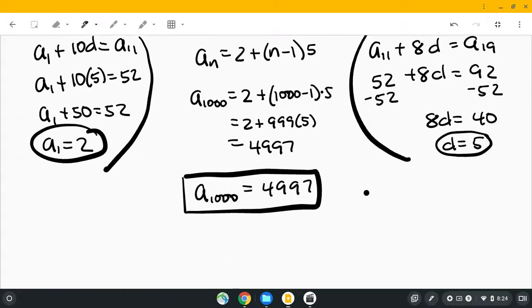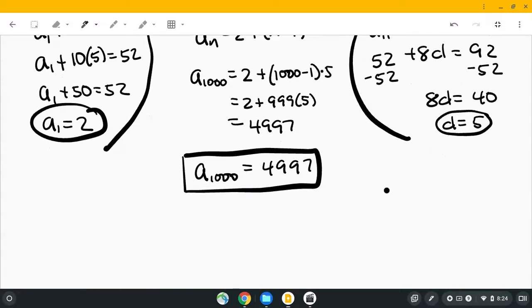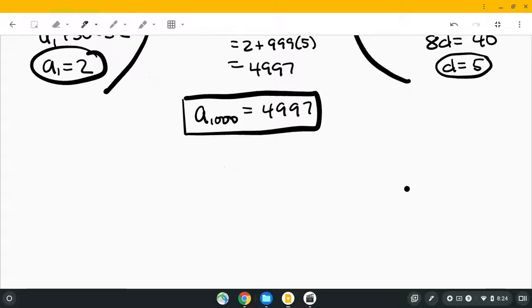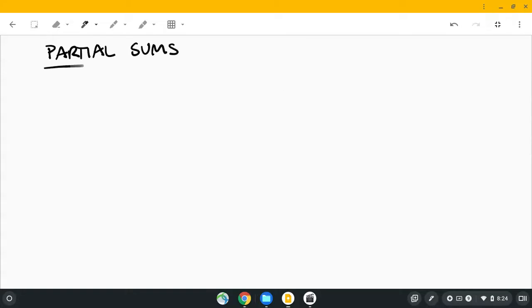All right, so there's our answer. Okay, and then let's just take a look at partial sums, which is very short, so that's why we only have one video. Okay, partial sums. It turns out we actually have a formula for the partial sums of arithmetic sequences. Partial sums.